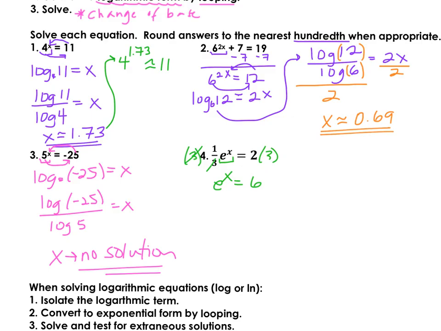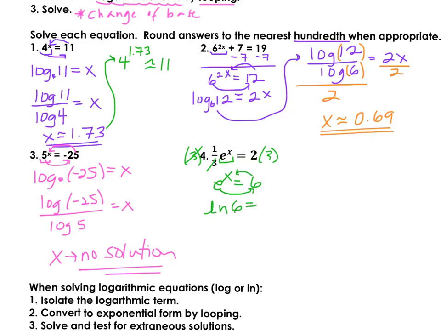E to the x is isolated, so in step 2, as we convert to logarithmic form by looping, remember base e means we're going to actually use ln, like I said, instead of log. So when we type ln, remember we don't write our base of e because we already know it defaults to e. So right away I'm just going to loop. We're going to take the ln of 6. And what will that equal?